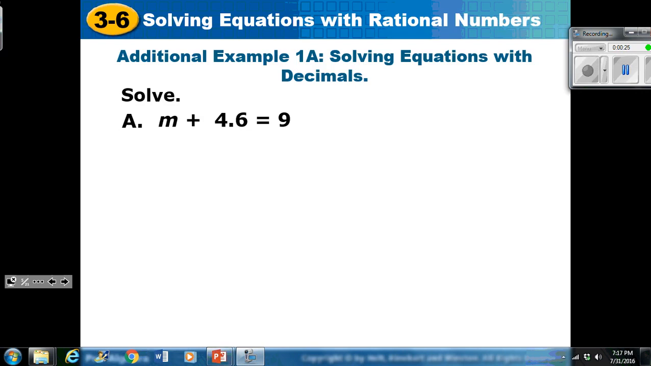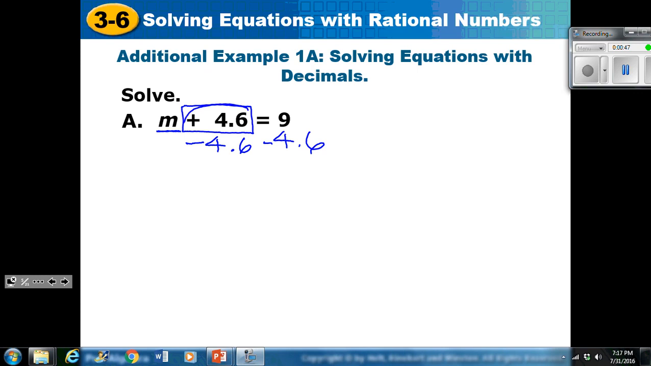Our first example is m plus 4.6 equals 9. We know that we need to isolate the variable, or get it by itself. Right now 4.6 has been added to m. In order to get m by itself, we must subtract 4.6 from this side. We can do that as long as we also do that to the other side.